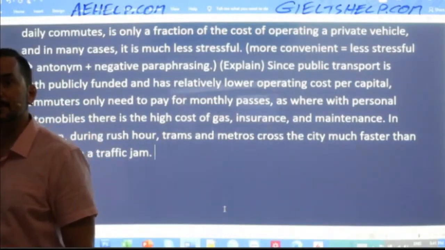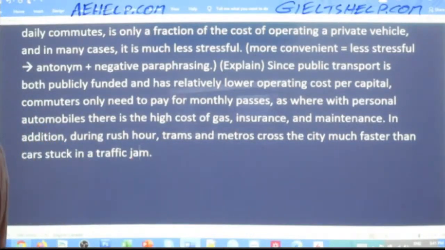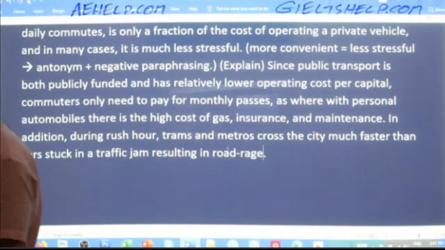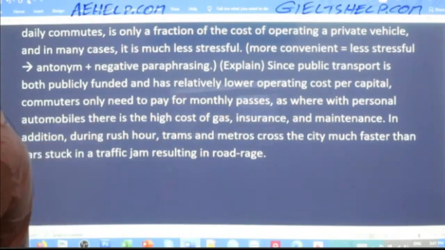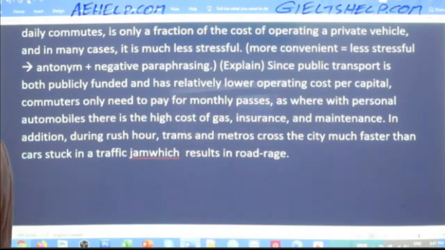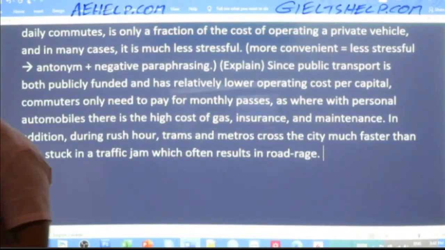All right. Stuck in a traffic jam, resulting in road rage. I believe that's road rage. New word for you there. Which often results in road rage. A little bit clearer English. Okay. So, there we go.